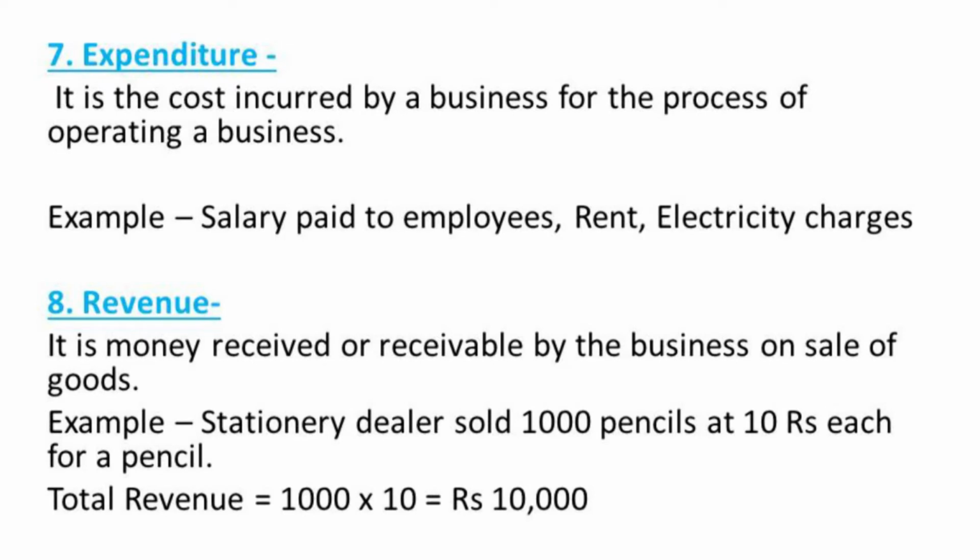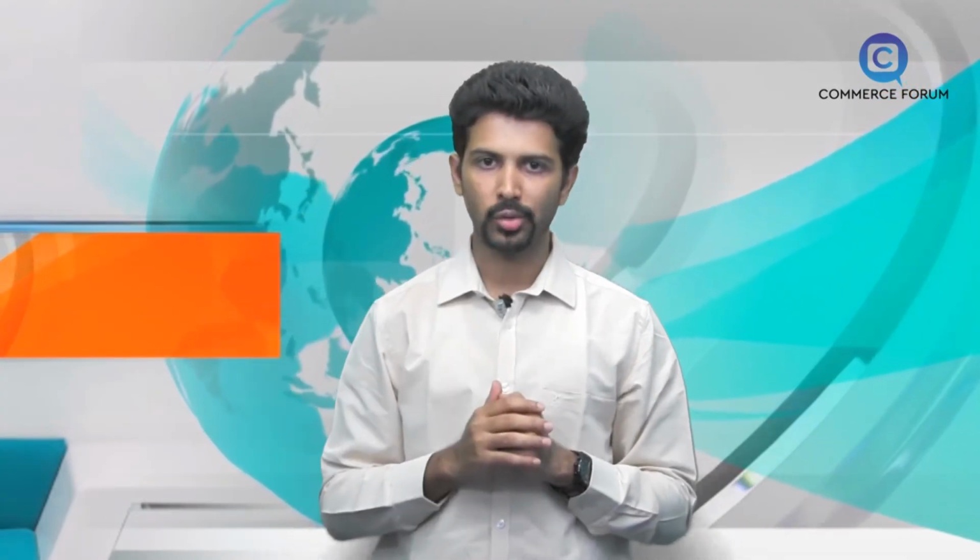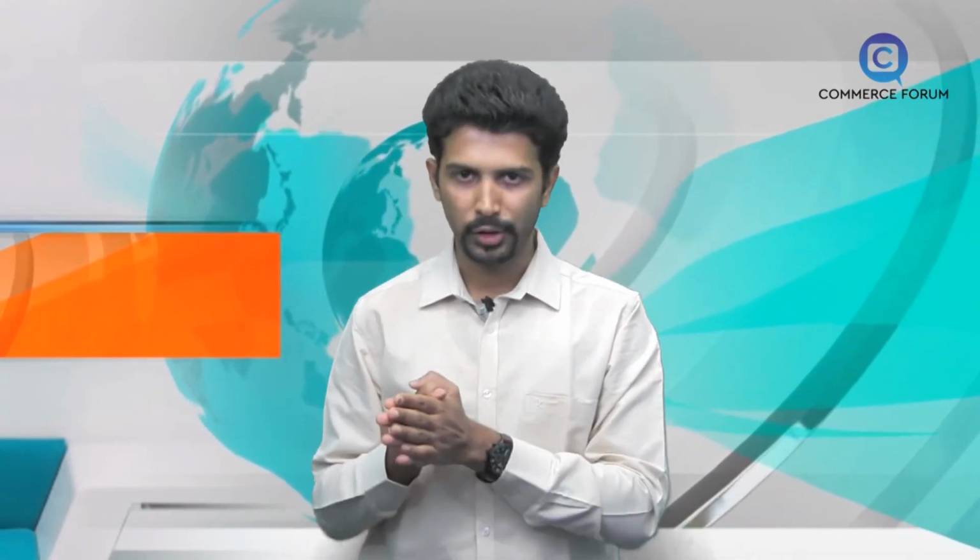Next component is expenditure. Now every business to run successfully, there will be a certain cost which the business has to take. That cost could be in the form of salary paid to employees, building rent, electricity charges, etc. All these costs related to the business are known as expenditure. Next one is the revenue. Revenue means the goods sold by the business on which money or money's worth is receivable. So whenever a business sells the goods, we refer to that as a revenue.